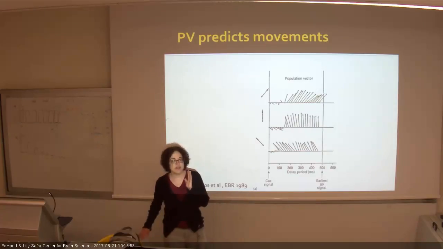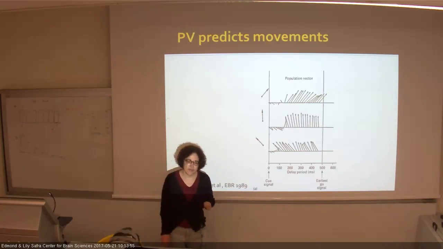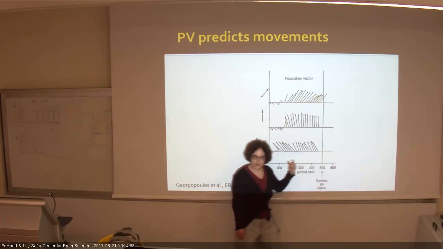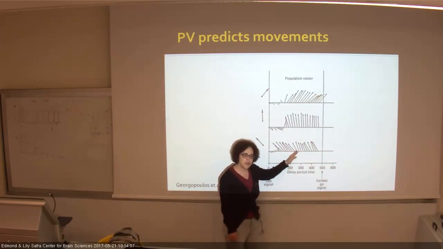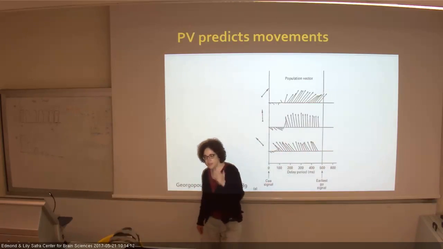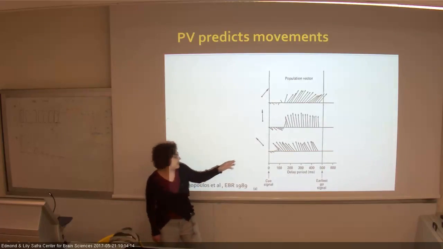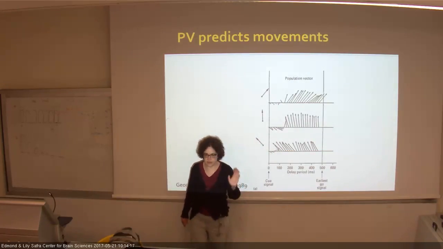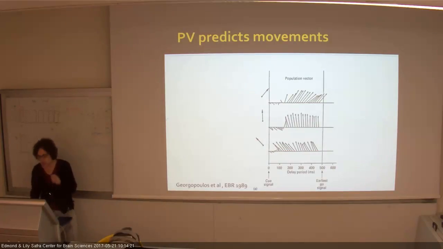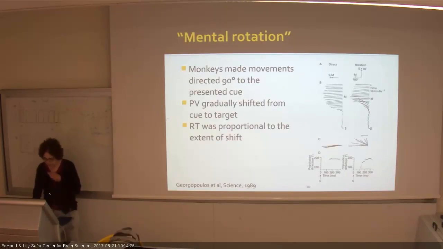Now, the interesting part is that you compute the preferred direction of cells based on the movement-related activity. But you see that, in fact, the tuning of the cells at this time can be very different. Still, the population vector is very robust and will actually show the future movement already during the delay period, before movement started.